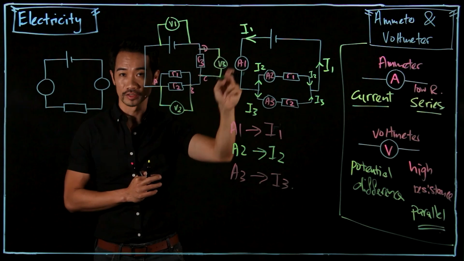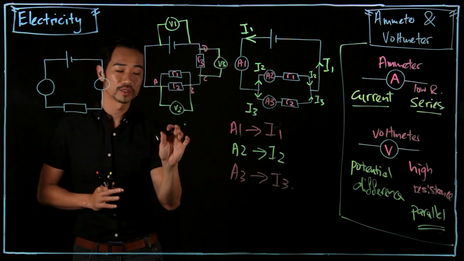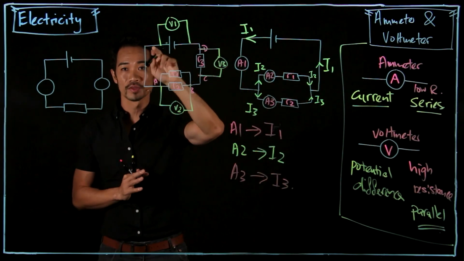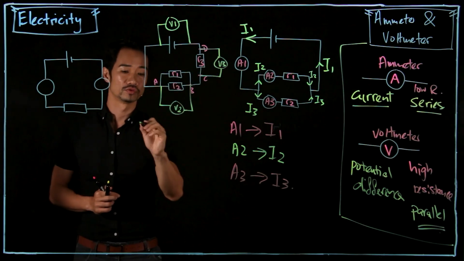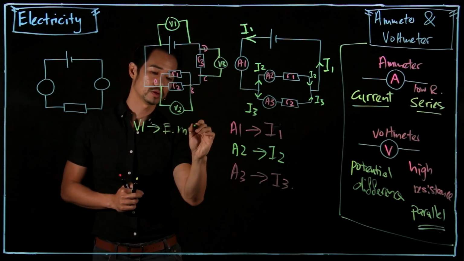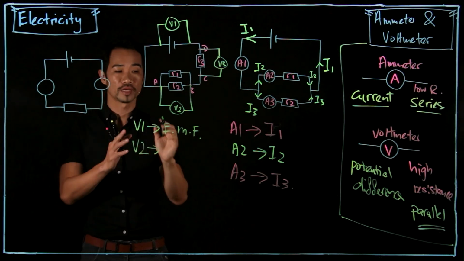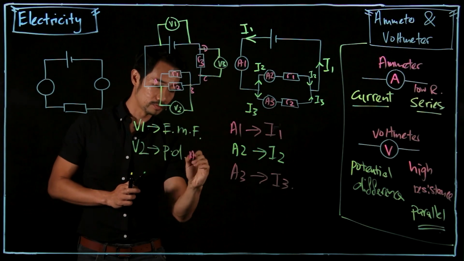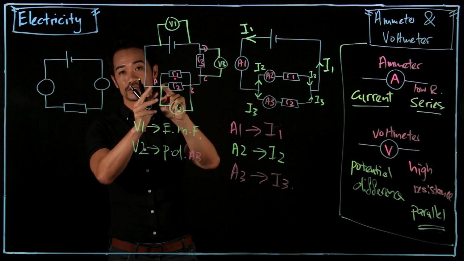It is overwatching. It is not along the pathway. Why? The voltmeter has very high resistance. If you put it over here, the current won't be able to flow through at all. Nothing is going to happen. So V1, what does it measure? It measures the EMF, because it's right across the cell. V2, what does it measure? It measures the potential difference across points A, B. It also measures the potential difference across R1 and across R2.